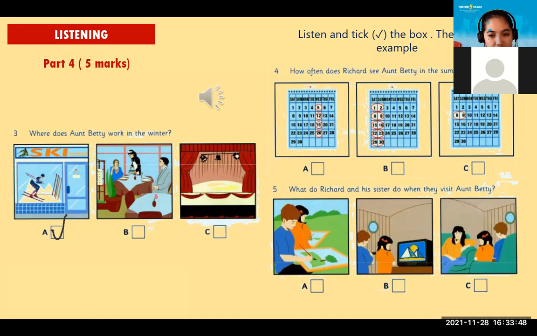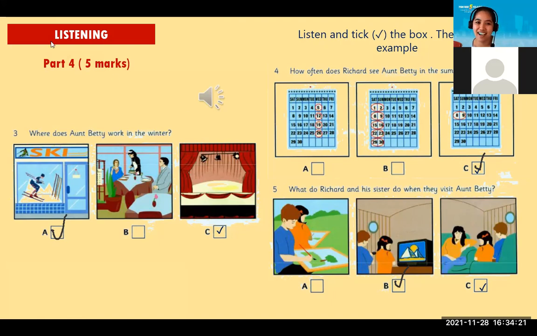Okay, so you finalize your answers now? Yes. Okay, so let's check if all your answers are correct. Number 3, we have C. She worked in the theater during winter. Okay, number 4 is letter C. Very good. Number 5 is letter C again. So you got 2 over 5 in part 4. Everyone is C, C, C, C, C.